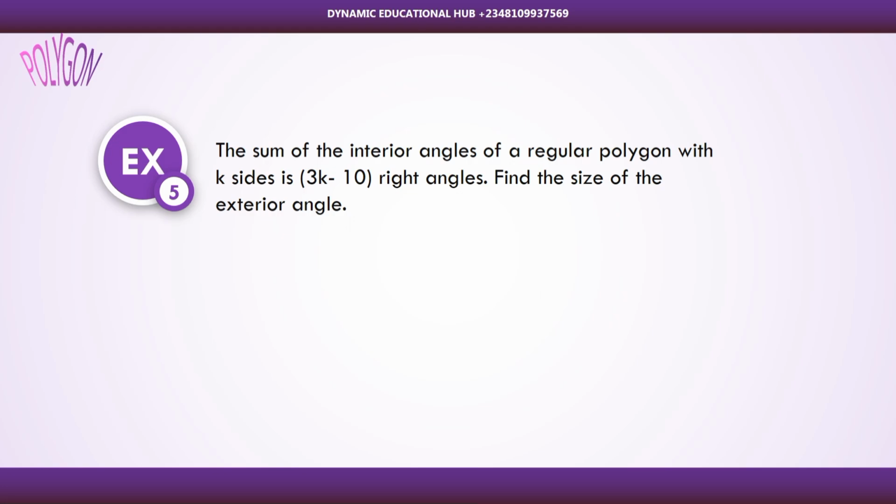So the next question: the sum of the interior angles of a regular polygon with k sides is 3k minus 10 right angles. Find the size of the exterior angle. Now you have to be careful with this kind of question. You have right angles here. It means that it is 3k minus 10 multiplied by 90 degrees, because 90 degrees is a right angle.